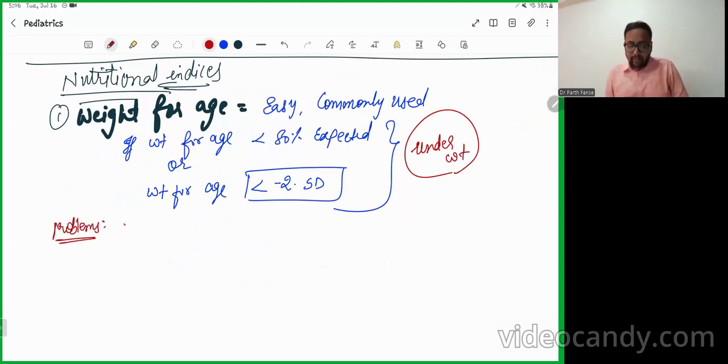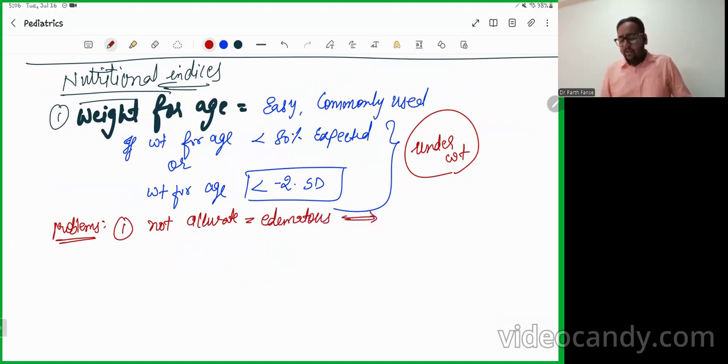What are the problems? See, basically this is not an accurate method. In what case is this method not accurate? If a person is edematous. And you very well know a child with a more edematous structure is most often correlated with kwashiorkor. Example, kwashiorkor.